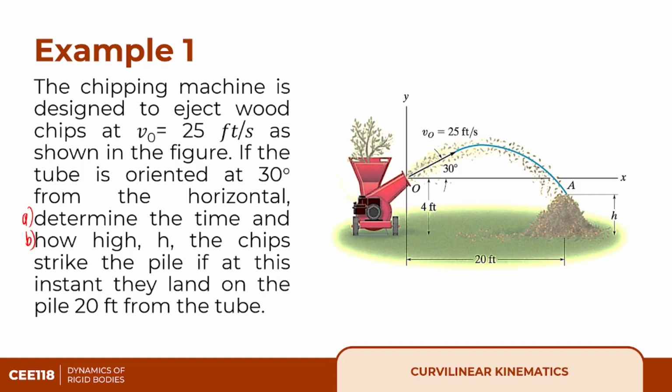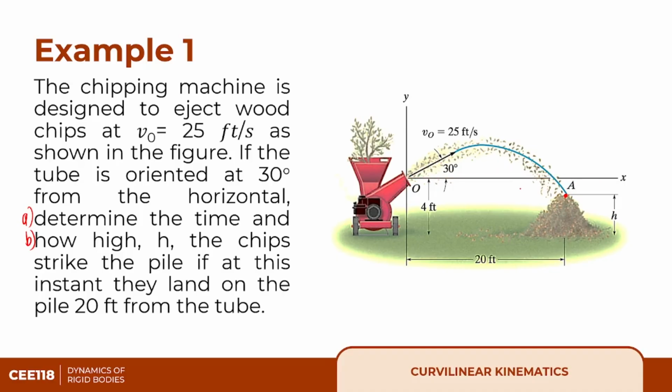So here we have a tube. Basically, using the chipping machine, if we chip an entire plant, it becomes fragmented. The tube has an inclination of 30 degrees. We need to solve first for the time, and the next one would be the height. Now, you need to consider that A here is below our reference line. Tama ba? A is below the reference line.